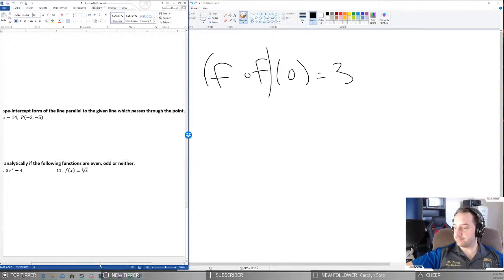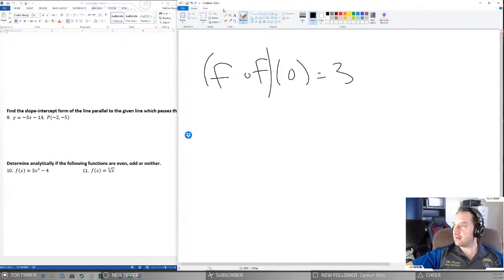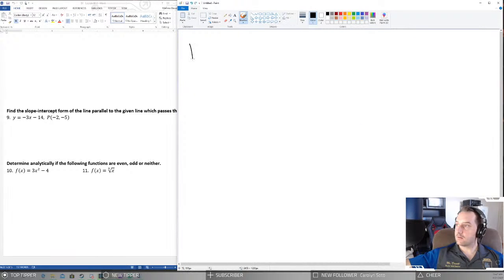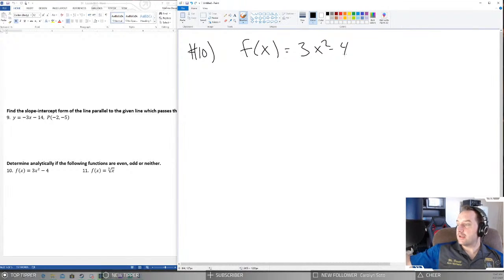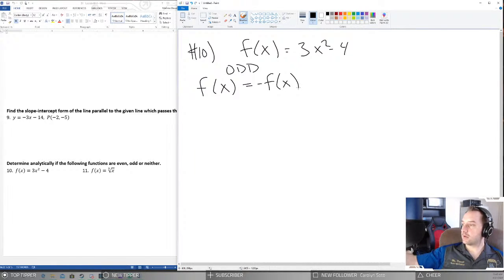All right. And then number 10 is determine analytically if these are going to be even or odd. The odd definition that we need to memorize is, does f of negative x equal negative f of x? Sorry, there's a negative inside there.